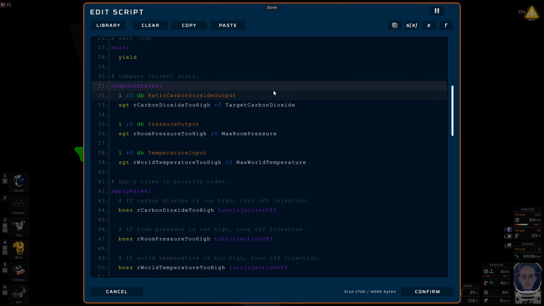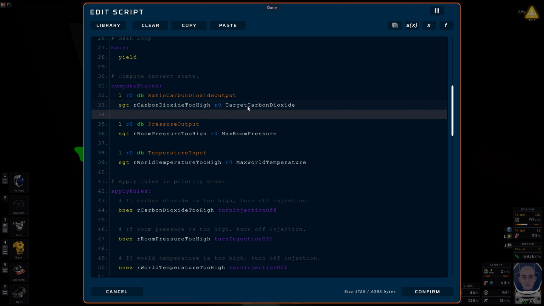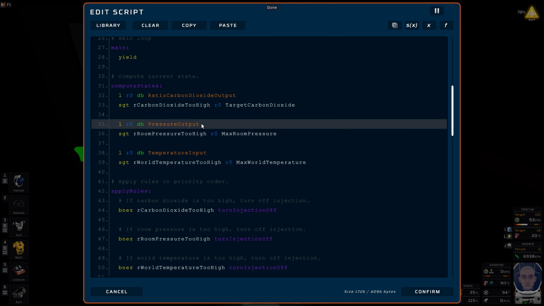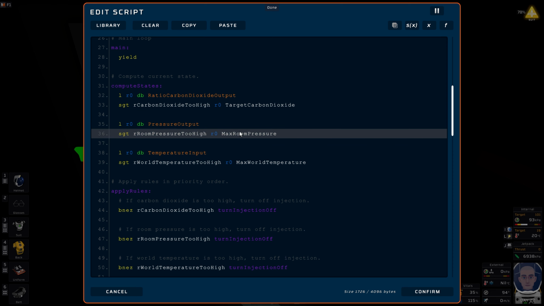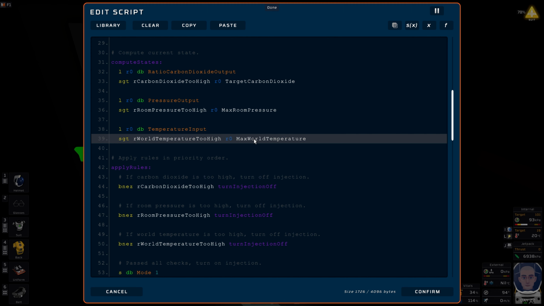Compute the states. So read the carbon dioxide on the output, which is effectively what's in the room. And then we set this value too high if it exceeds our value. So if it's greater than the value, it's too high. We grab the pressure output, same way. If it's greater than the max room pressure, then we set the value true. Check the temperature of the input, which is connected to the outside of the building. And if it exceeds the maximum temperature outside, it sets the value.